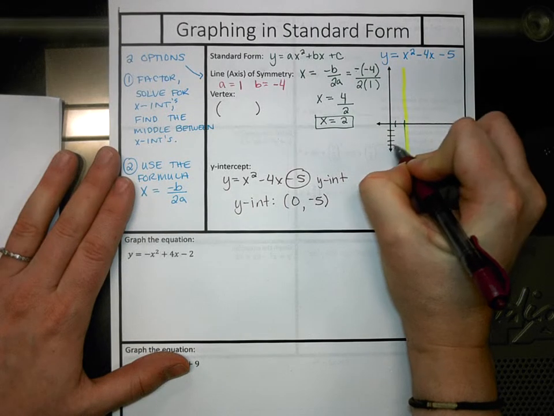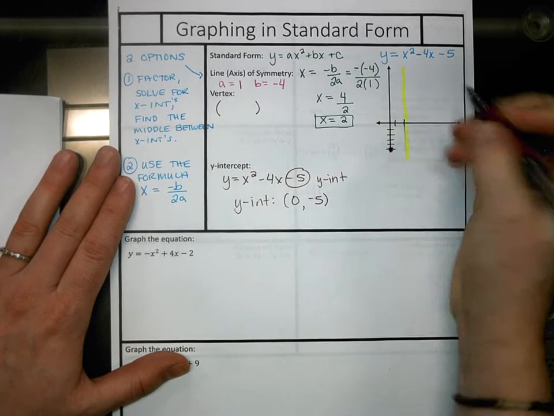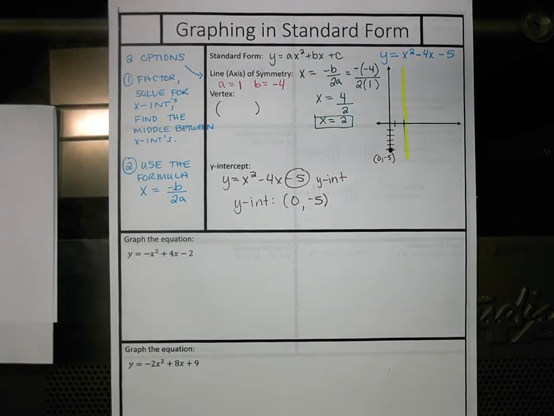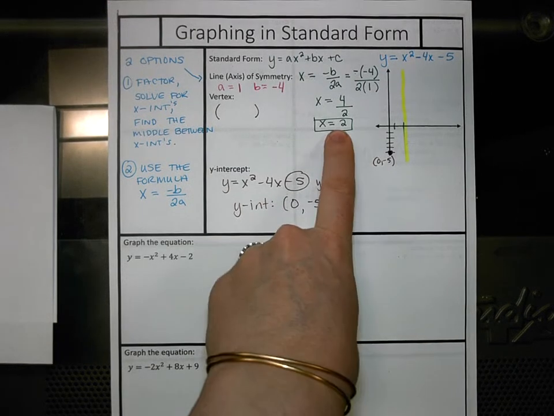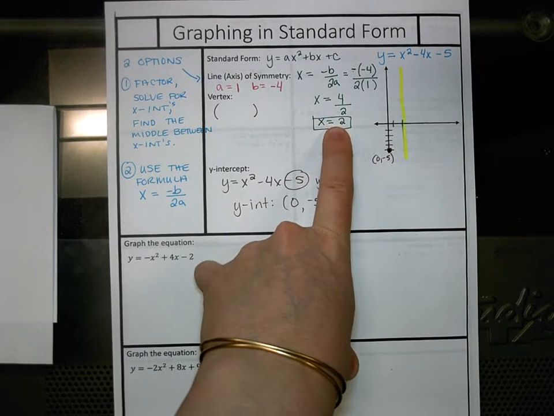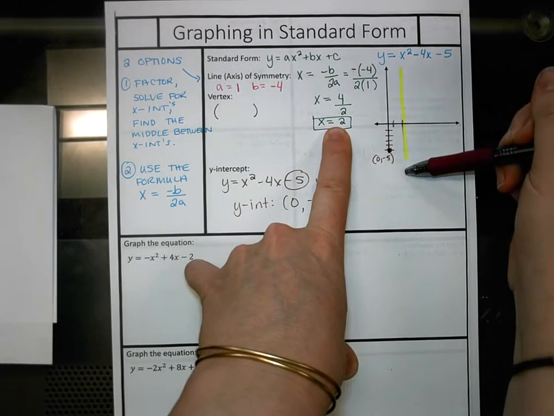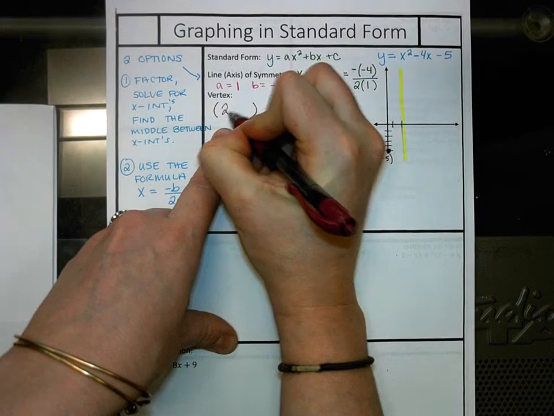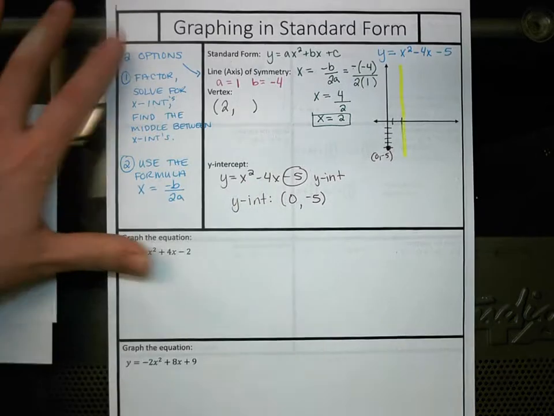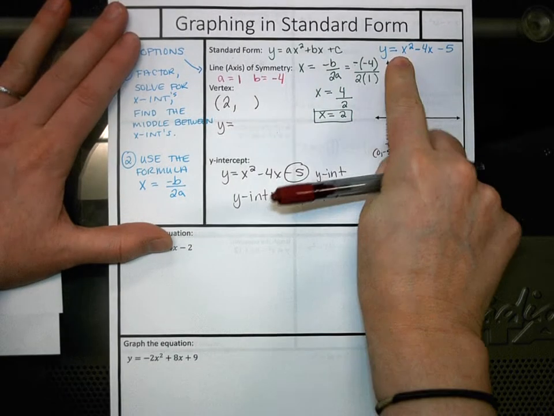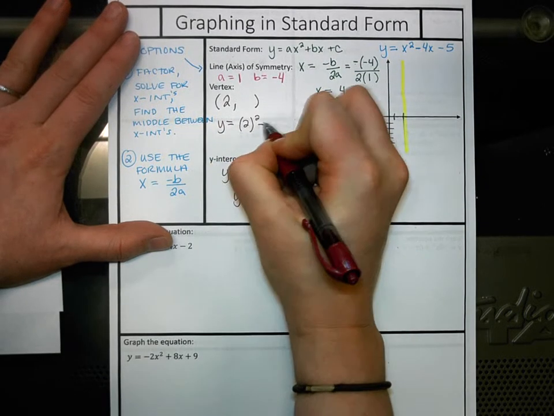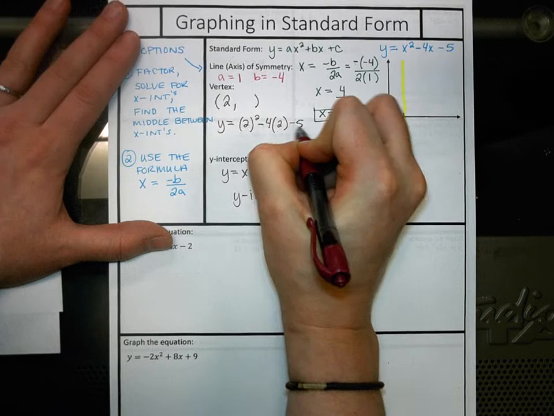So you can also put that on there. But that does not give us our vertex. How do we find our vertex? Good. We know that the axis of symmetry will have the vertex on it. So we use that too as the x value of our vertex. In order to find the y value, we are going to plug that in every time we see an x. So that will be 2 squared minus 4 times 2 minus 5.